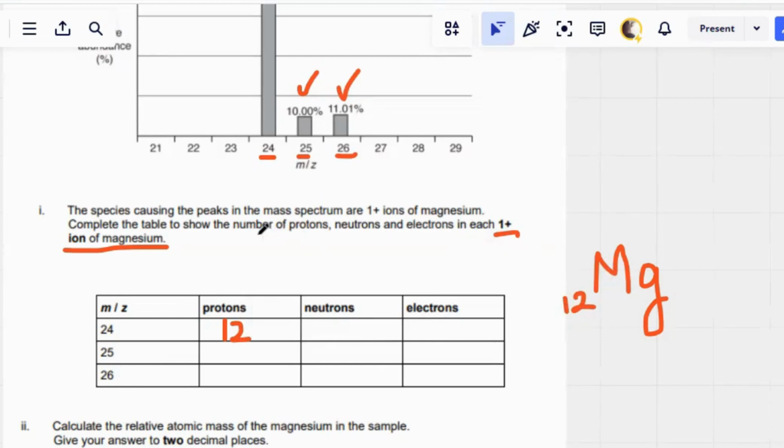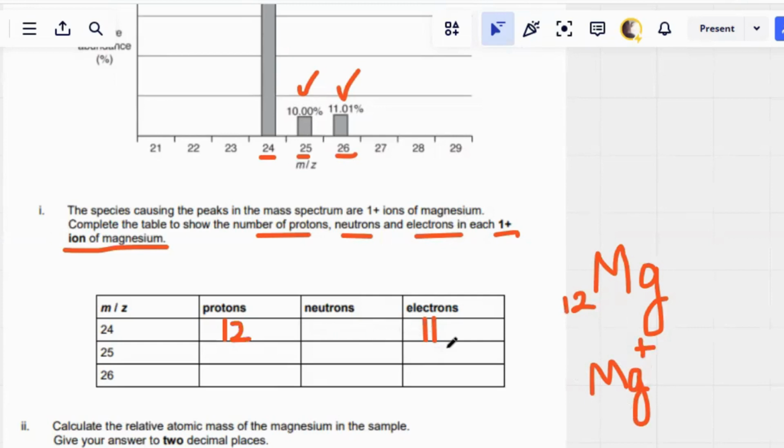We need to figure out the number of protons, neutrons, and electrons in each +1 ion of magnesium. So if it is +1, 12 minus 1 is 11. So we need to write 11 over here because it is for the Mg +1 ion. In the case of the ion, 1 electron is removed.